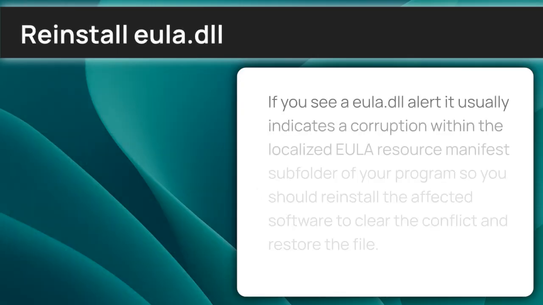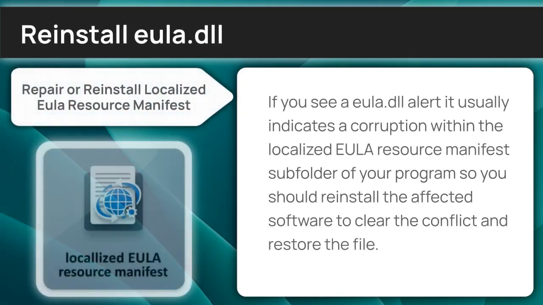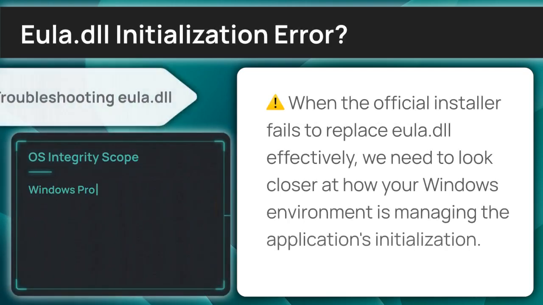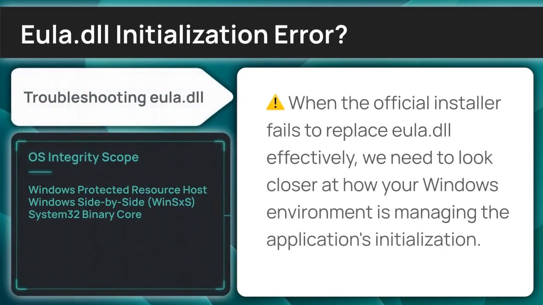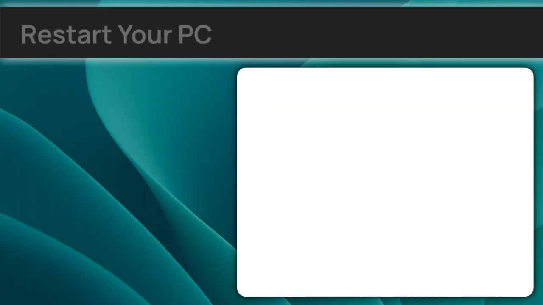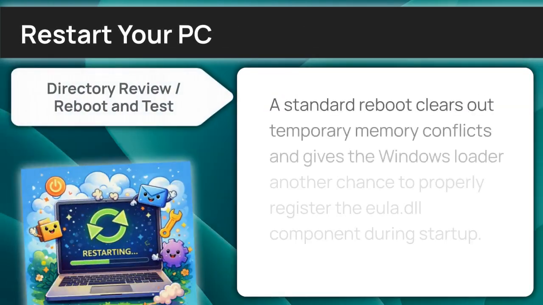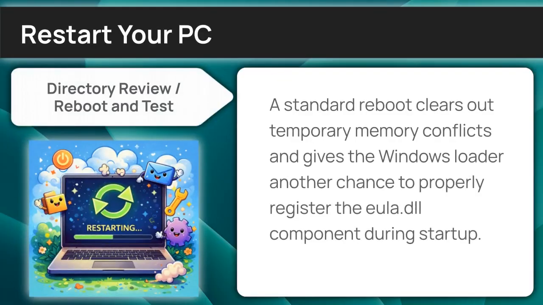If you see an End User License Agreement Module DLL alert, it usually indicates a corruption within the Localized EULA resource manifest subfolder of your program, so you should reinstall the affected software to clear the conflict and restore the file. If no luck was had with the redistributable package, we will escalate the fix by performing a targeted reset of the system state. A quick system restart is a practical way to ensure that all shared libraries, including End User License Agreement Module, are being loaded correctly into the current session's memory.